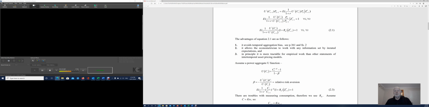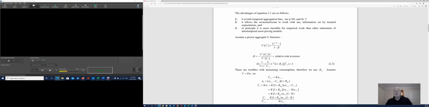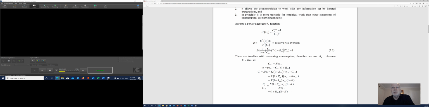So Brown and Gibbons assume a power aggregate utility function. If this is 1, you end up with 1 minus 1, 0. So c to the 0 is 1, 1 minus 1, 0 over 0. What you do then is you apply L'Hopital's rule, and that would end up with log utility. So one of the things they want to test is whether this beta equals 1 or not.